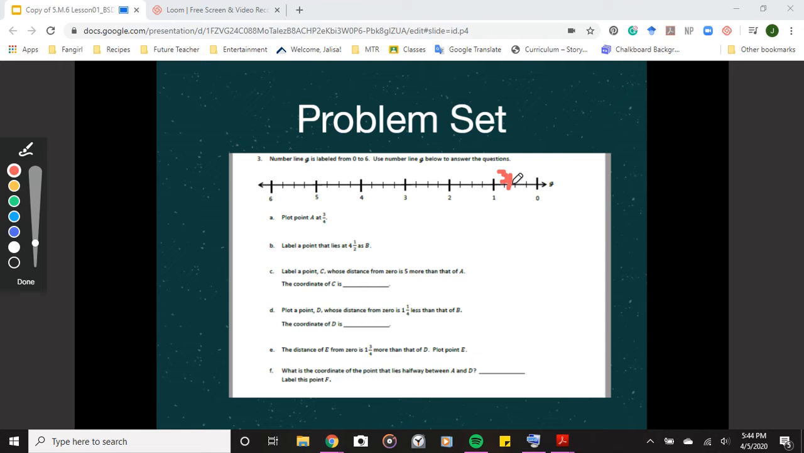Go ahead and take the time to finish labeling the rest of this number line. Go ahead and pause the video and label your number line.